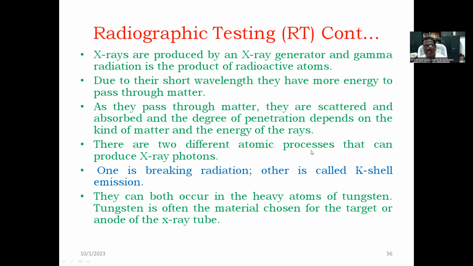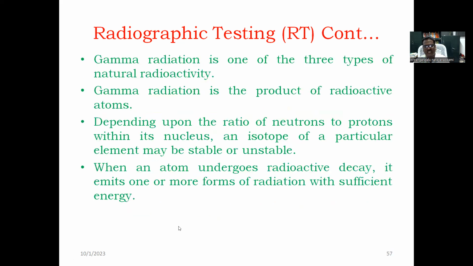There are two different atomic processes that can produce X-ray photons. One is bremsstrahlung radiation, the other is called K-shell emission. They can both occur in the heavy atoms of tungsten. Tungsten is often the material chosen for the target or anode of the X-ray tube.